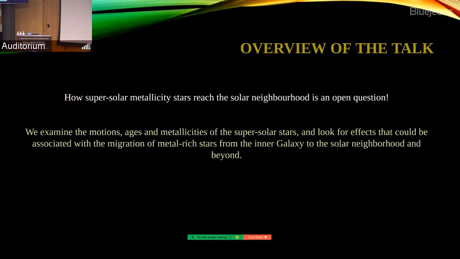The motivation behind our work is that how these supersolar metallicity stars reach the solar neighborhood is an open question. We are trying to examine the motions, ages, and metallicities of the supersolar stars and look for effects that could be associated with the migration of these metal-rich stars from the inner galaxy to the solar neighborhood.